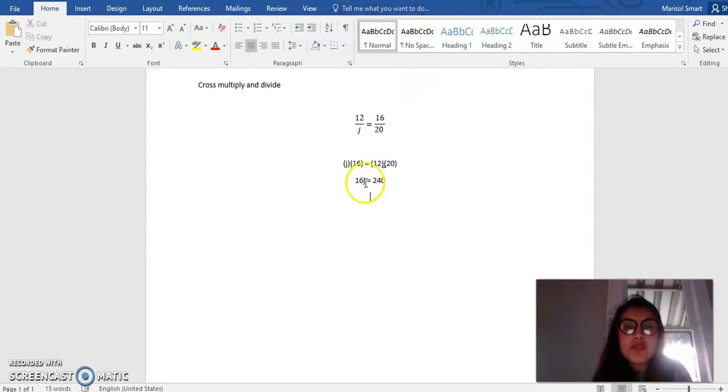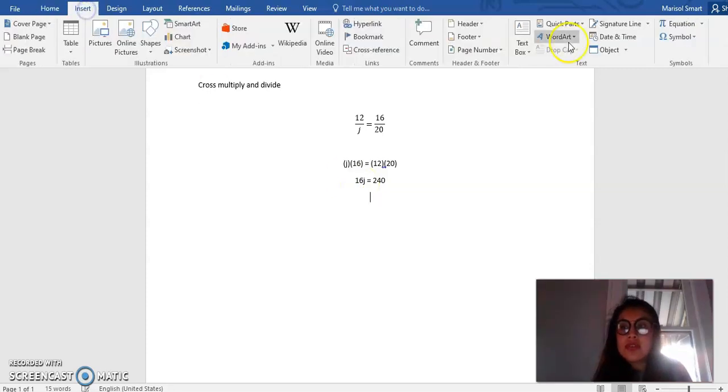So 16j equals 240. To do the inverse of multiplication, which is division, I divide by 16, and whatever I do on one side, I have to do on the other. So 16 divided by 16 is 1, so it leaves us j by itself. And 240 divided by 16 is 15.